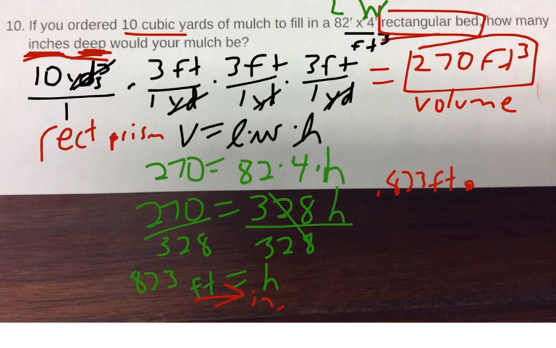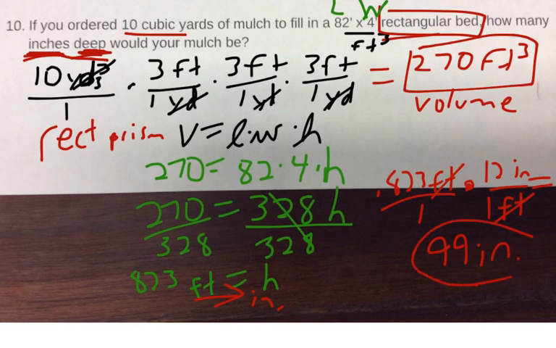I'm going to do multiplied by, how do I convert feet to inches? Well, geez, 1 foot equals 12 inches. And I write that over 1. Feet cancel, and then 0.823 times 12 gives us about 9.9 inches deep. That's a lot of mulch.